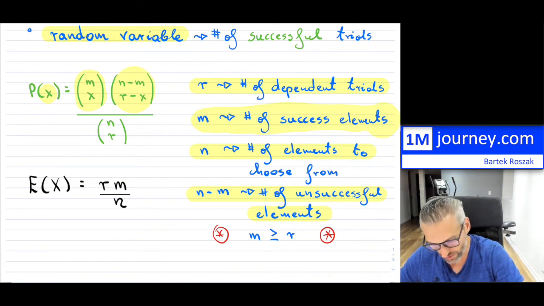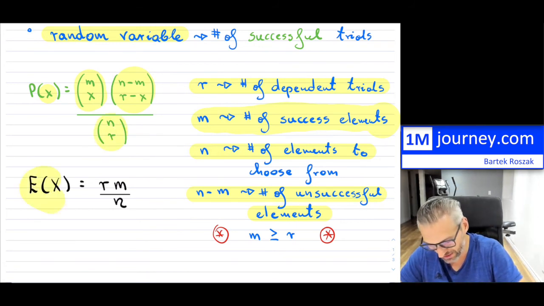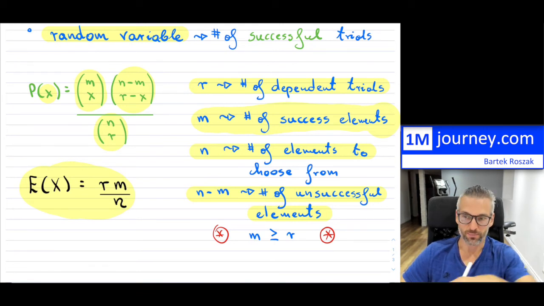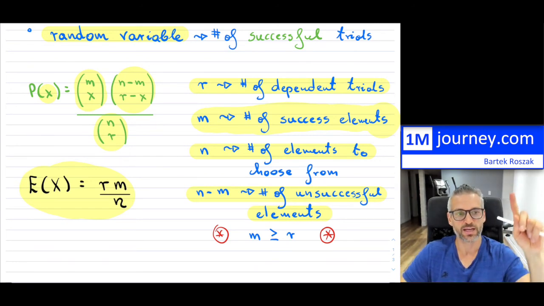Now, what is also interesting is that once you have these, you can find the expected value, which is equal to R, the number of dependent trials, multiplied by M, the number of successes, divided by N, the total number of elements that you have. And I did a proof of this, how does the expected value equal that? If you're interested in those proofs, I'll put up a link above for you.